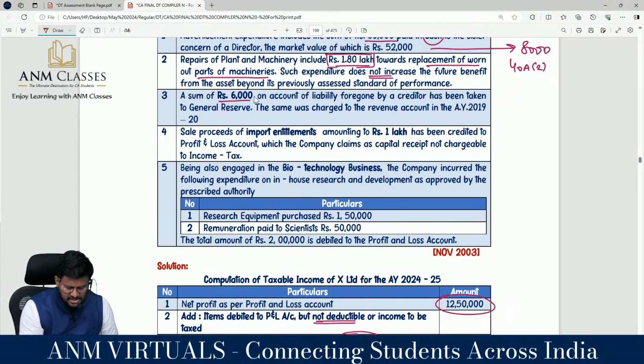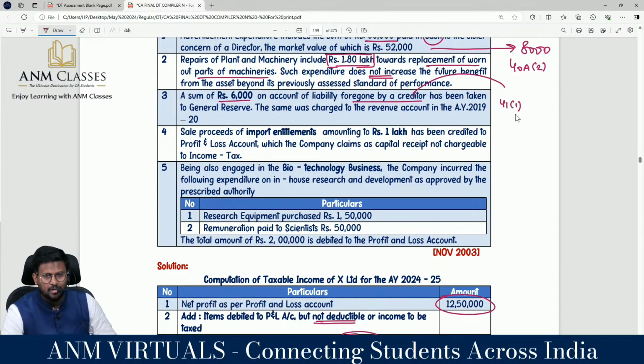A sum of rupees 6,000 on account of liability foregone by a creditor. They are coming to 41 subsection 1, remission or cessation of trading liability. Has been taken to general reserve, i.e. it should be credited to P&L account. Correct? Same as charged to revenue account in assessment year 19-20. Last year you treated this as an expense by way of purchases.